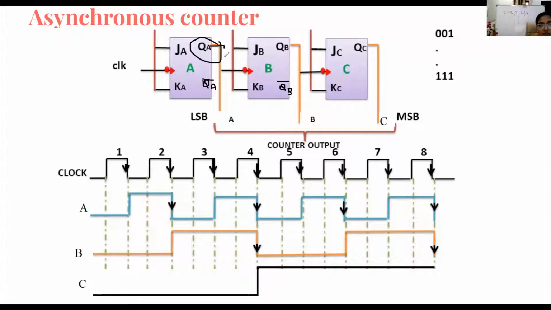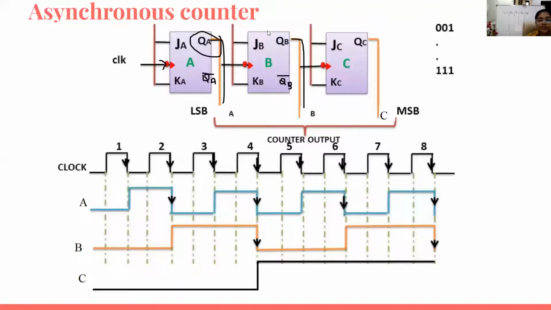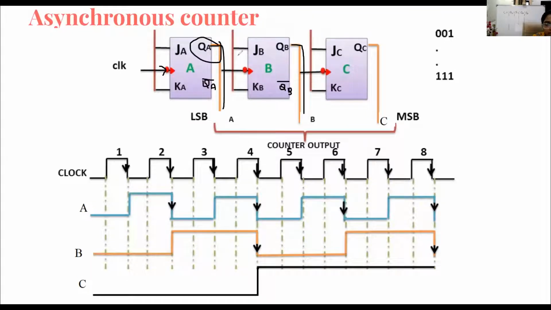If you're taking output from the non-inverted output, the upper output, then it is an up counter. And as the clock pulse is given only to the first flip-flop, this clock is not given directly to the other flip-flops. It is asynchronous. The output of the first flip-flop is given to the clock of the second flip-flop, and so on.